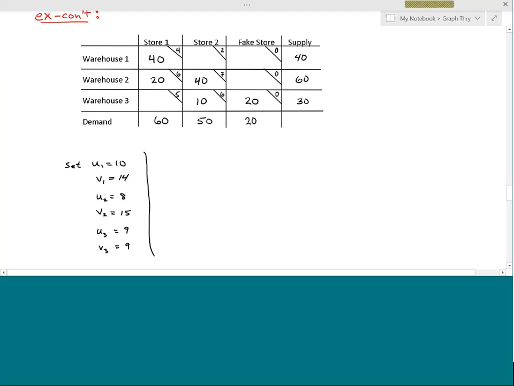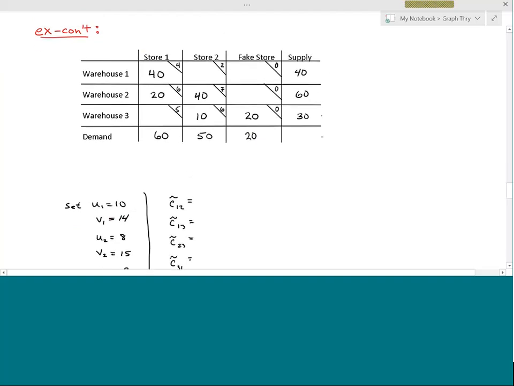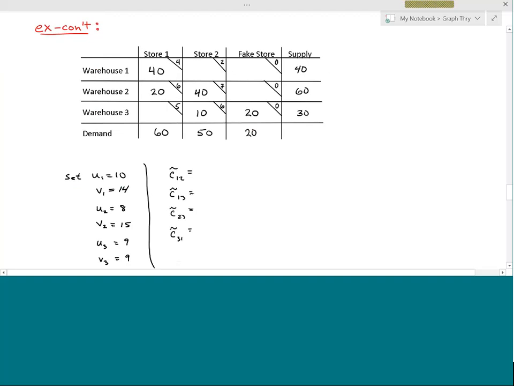So notice we only have 4 cells that are not filled in. We have the cell 1, 2. We have the cell 1, 3. We have the cell 2, 3. And the last one that currently isn't being used is in position 3, 1. Now, the formula for all of these, and let me write that back down, is, in general, we're looking at Vj minus Ui, and then we're going to subtract the cost associated with that cell.